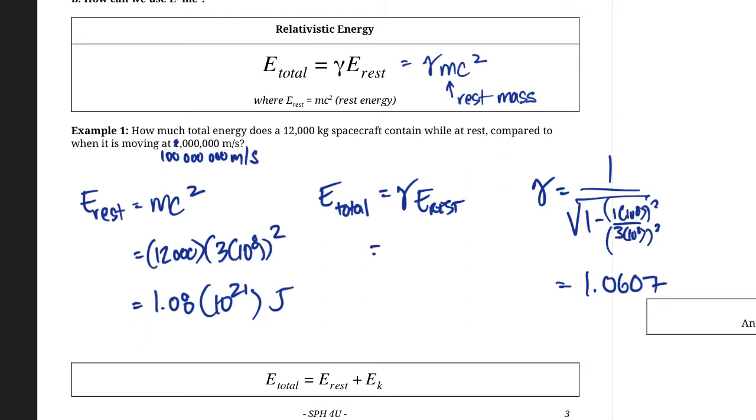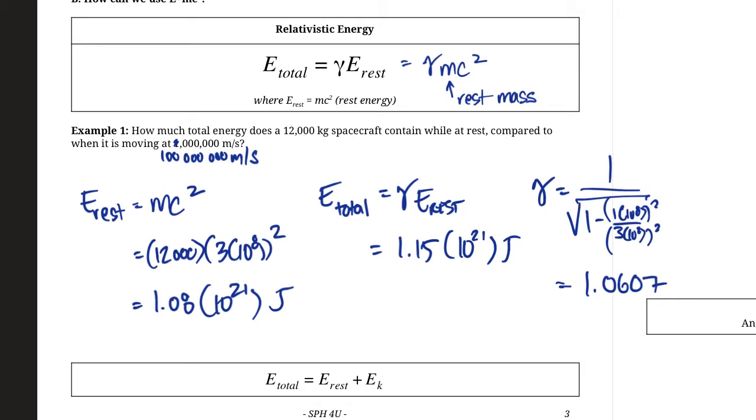So when we plug that into our total energy equation, it's just going to be that times our rest energy, which is 1.08 times 10 to the 21. If you're smart, you don't need to plug in the 10 to the 21 part, because 1 times 1 is still going to be 10 to the 21. That part's not going to change. So we end up getting 1.14 or 15 to 2 significant digits, or 3 significant digits, 1.15 times 10 to the 21 joules.